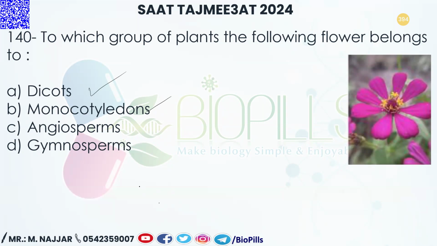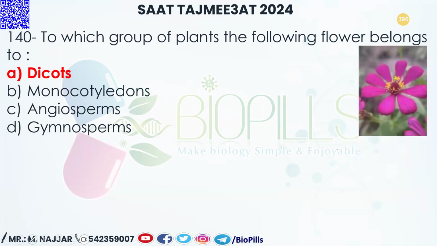Okay, it is incorrect. The correct answer is dicots. Reason: the flowering part here, if you count them, are fours or multiples of four. 1, 2, 3, 4, 5... and 8 is a multiple of 4. So it's dicot. And here is the detailed explanation.